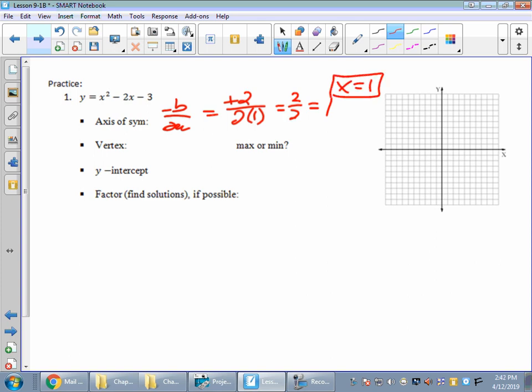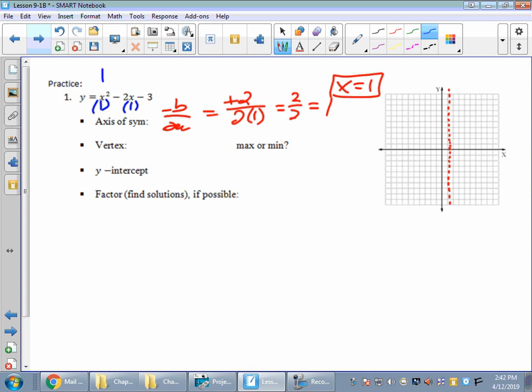So that's going to be the graph for the axis of symmetry. I've got x equals 1 here, and I'm going to put a dotted line vertically through 1 on the x-axis. Next thing is our vertex. We know our x-coordinate, and we need a y-coordinate. So I'm going to use this x equals 1 and plug my 1 in here and here to get my y-coordinate.